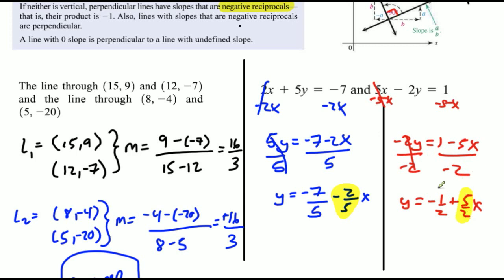Let's compare the slopes. Negative 2/5 and 5 over 2. See, 5's on the bottom, 5's on top, 2's on the top, 2's on the bottom, and they're opposite signs. So it looks like they are negative reciprocals. That means that these lines are perpendicular. And those are those two examples.